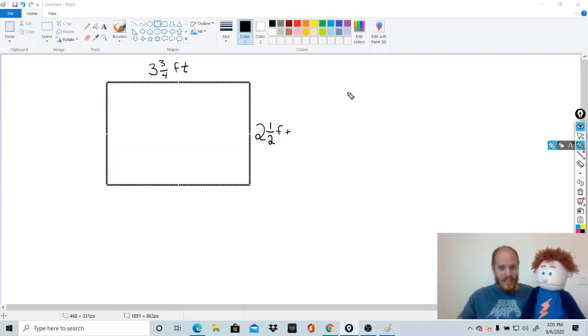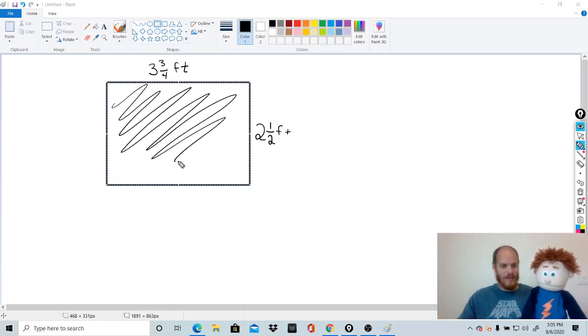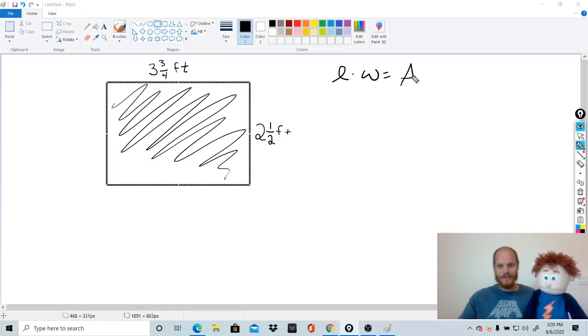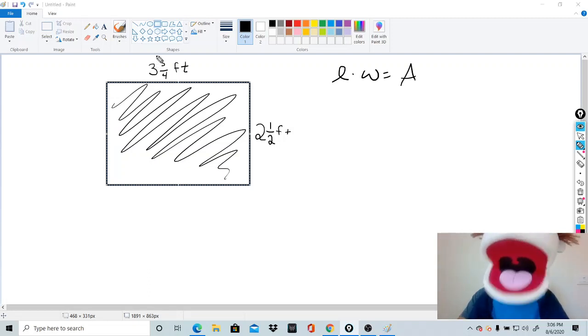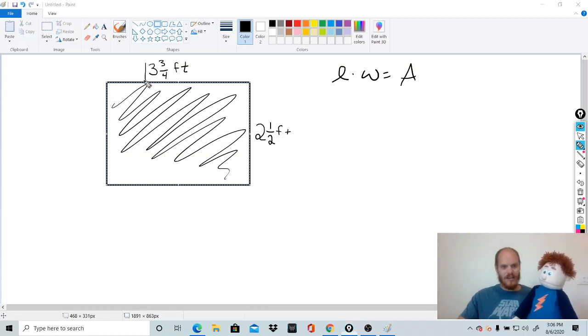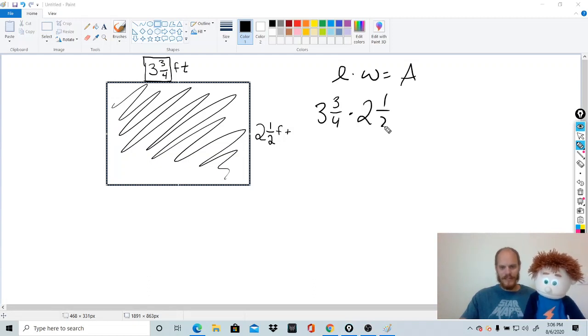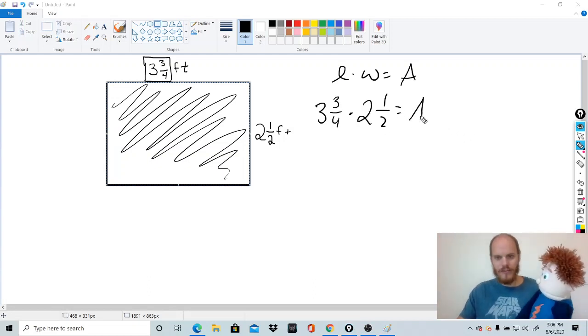So, when we go to find area, say we ask to find the area of the shape. Keep in mind, area is inside of there, right? What you're going to do is length times width, and that's going to help you find the area. Okay, so my length is a fraction, but it's 3 3/4. So I've got 3 3/4 times 2 1/2. Whatever that's going to be, it's going to be equal to my area.